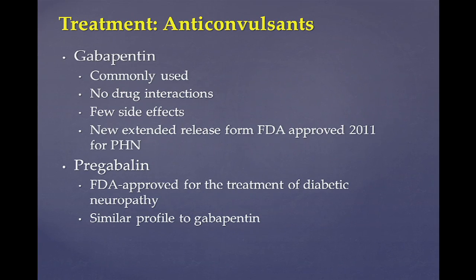So the anticonvulsants are probably the things that are used the most frequently. Gabapentin is an oldie but goodie. It's commonly used for a bunch of reasons. It's generic now, so it's fairly inexpensive. It can be dosed at a very wide range of doses. So you can start a patient who is potentially very sensitive to side effects of medication, or elderly, or concerned about a medication. It can be started very, very low and then titrated up to higher doses.